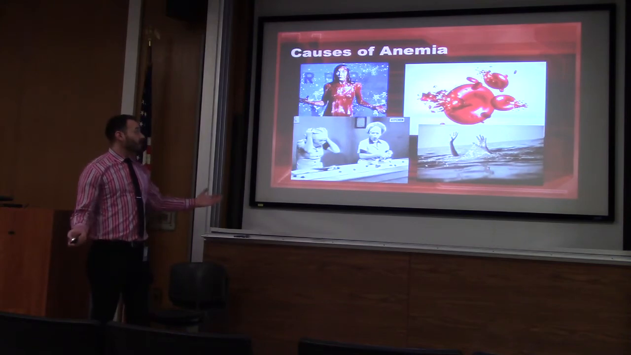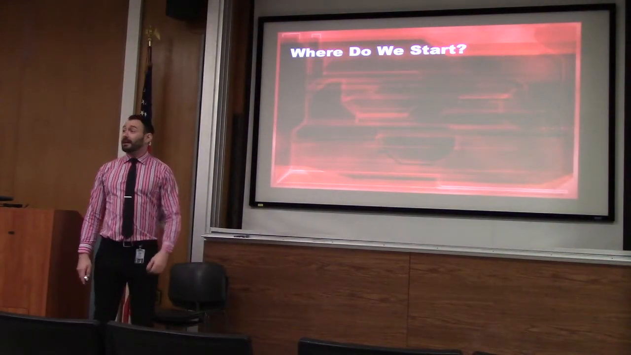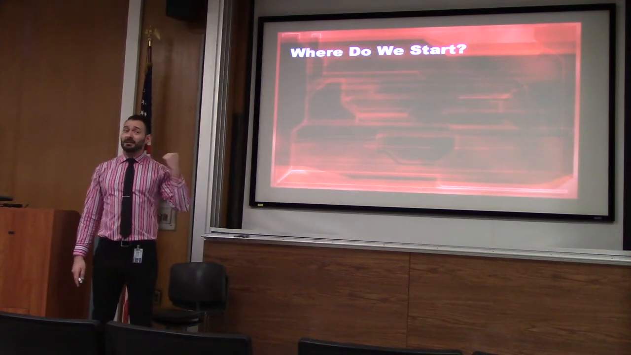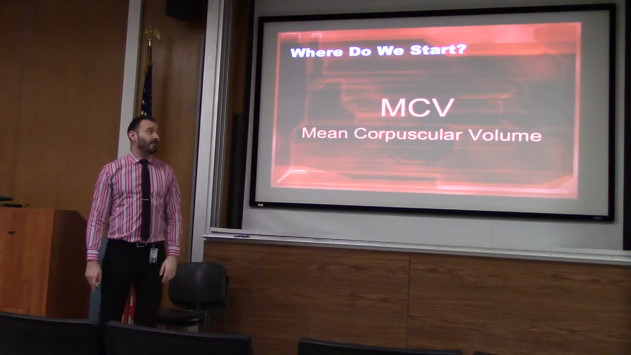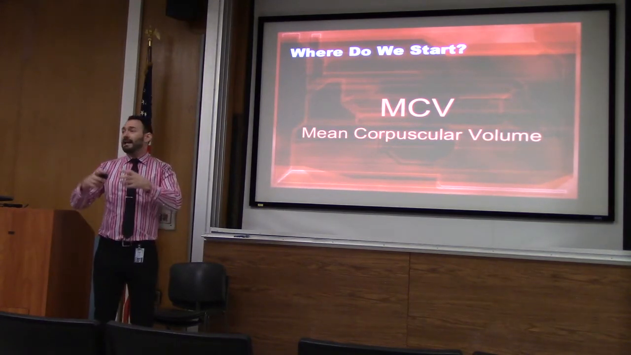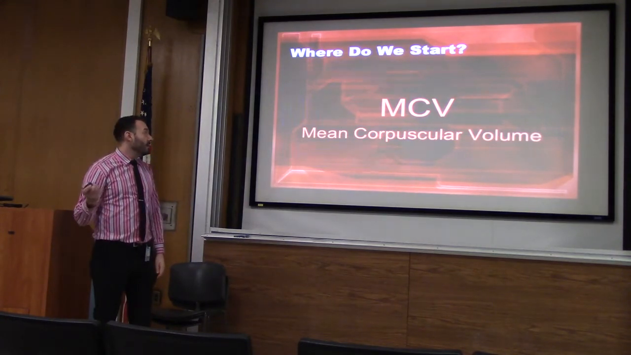So, knowing that there are these four causes of anemia, where do we start? And like I said in the beginning of the lecture, the thing you have to remember is to start with the MCV. MCV is the mean corpuscular volume of the red blood cell, meaning it's the average size of the cells inside your red blood cell count.